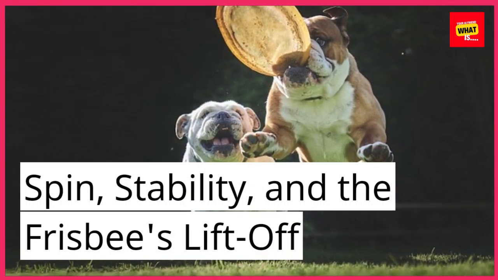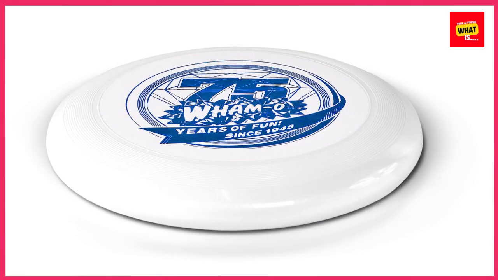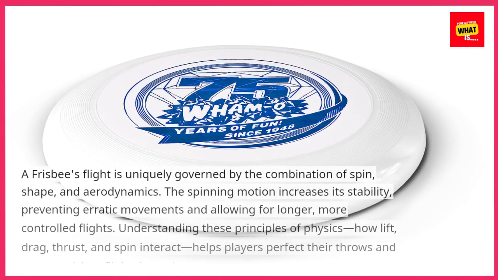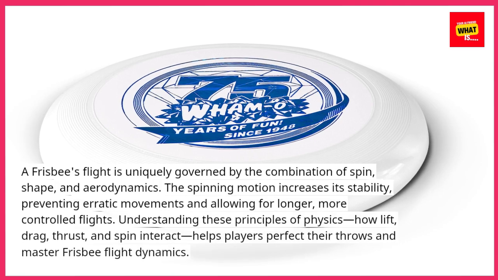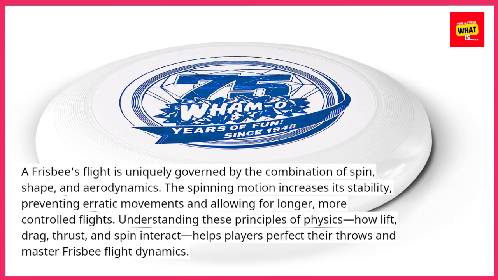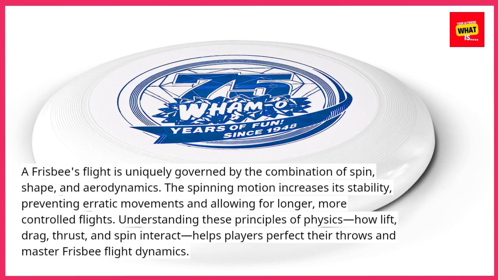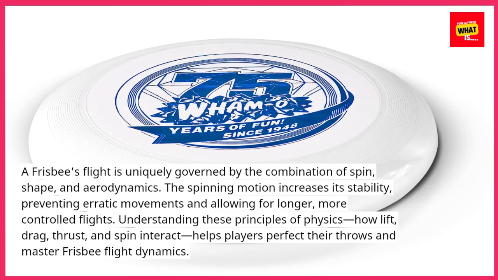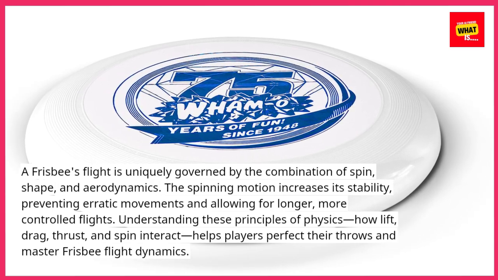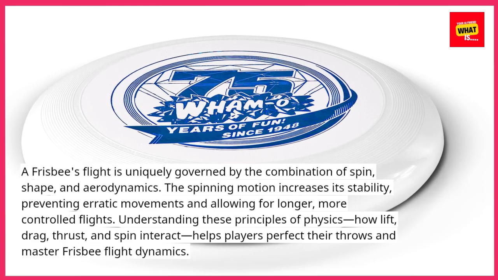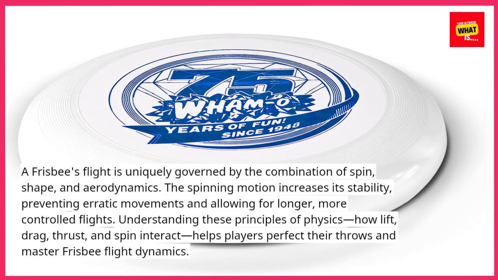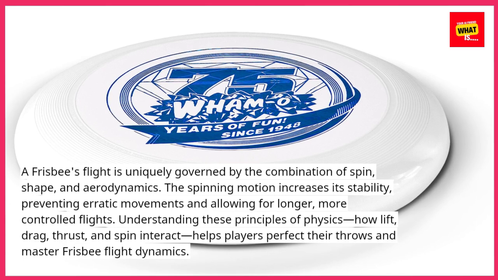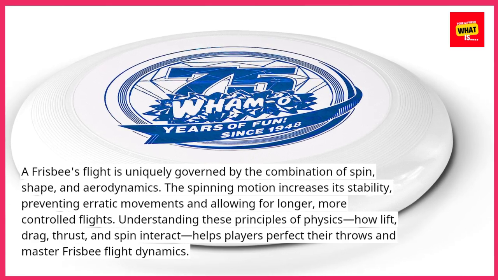Spin, stability, and the frisbee's lift off. A frisbee's flight is uniquely governed by the combination of spin, shape, and aerodynamics. The spinning motion increases its stability, preventing erratic movements and allowing for longer, more controlled flights. Understanding these principles of physics, how lift, drag, thrust, and spin interact, helps players perfect their throws and master frisbee flight dynamics.